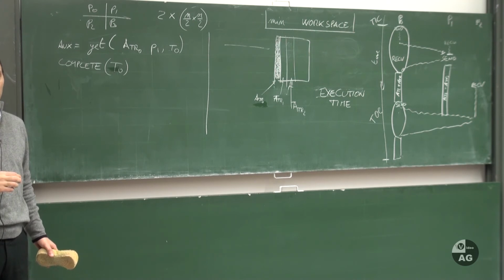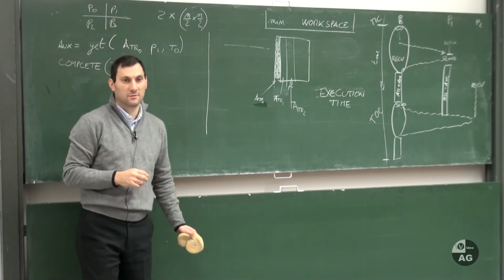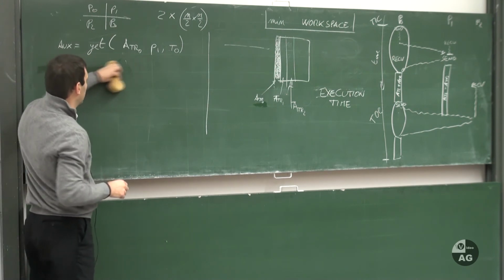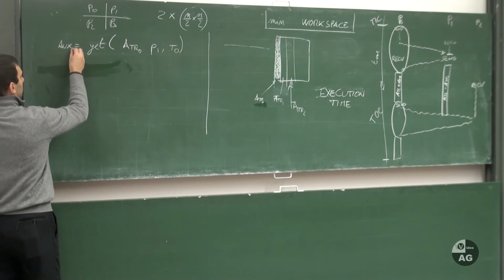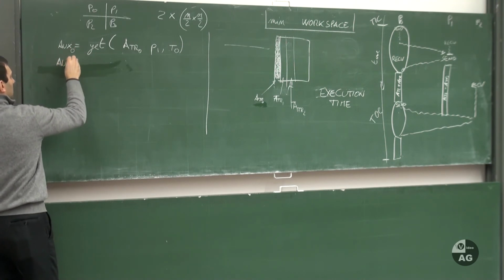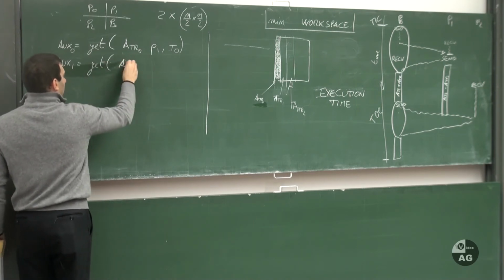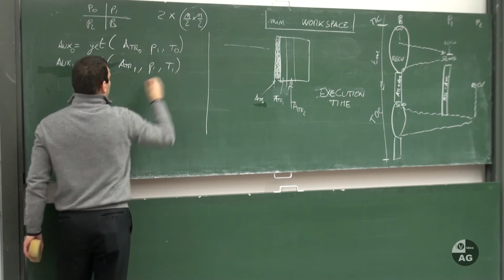We could first start getting everything, so we do a follow-up and try to get every column. Yes. Then we wait for the first column to complete. Yes. So let's postpone this complete here. And let's say aux1 equals get A top right 1, P1, T1.